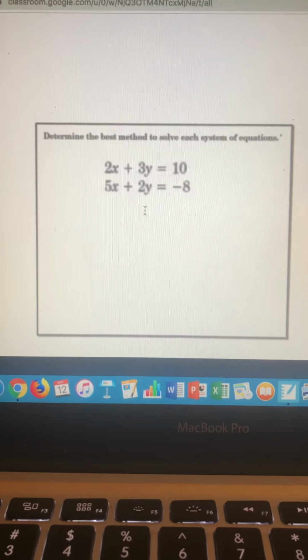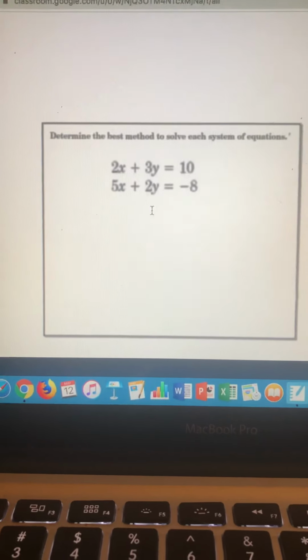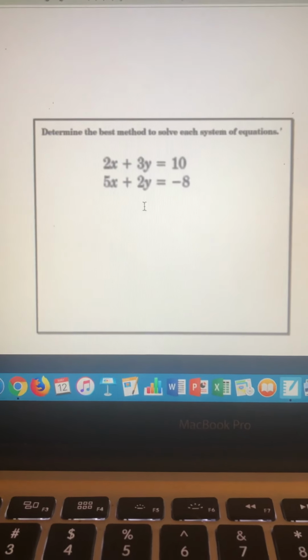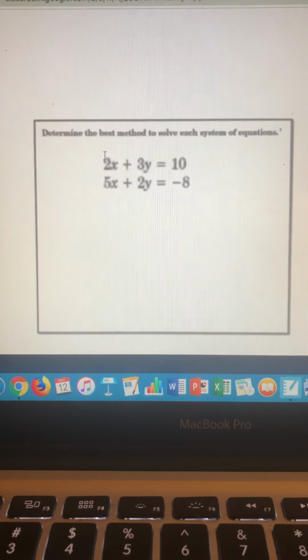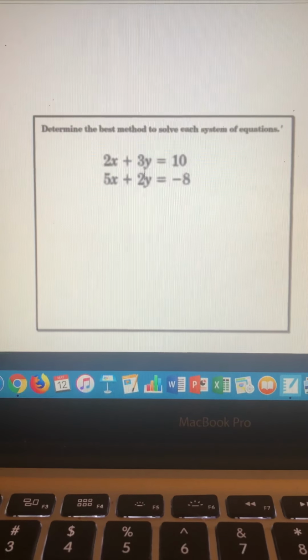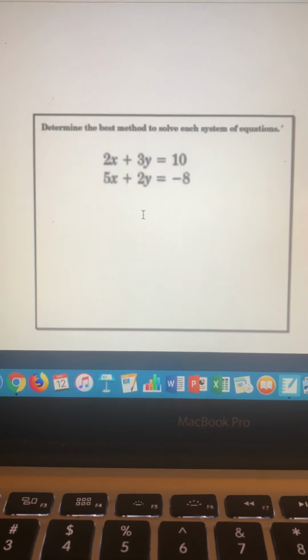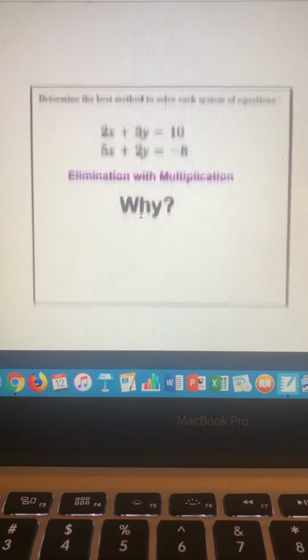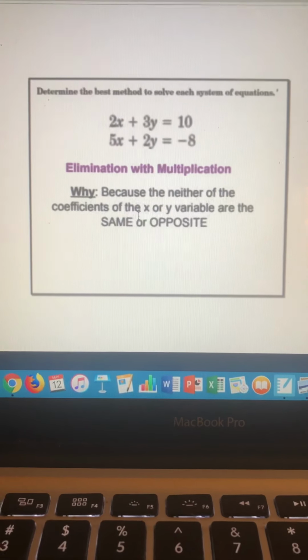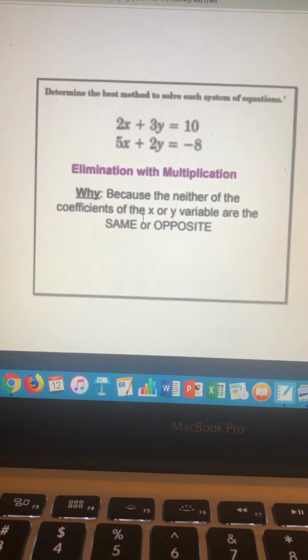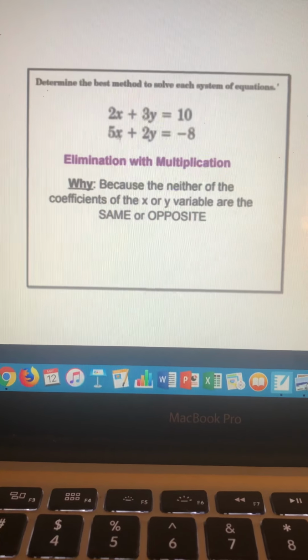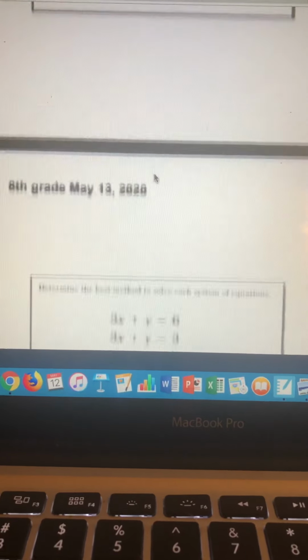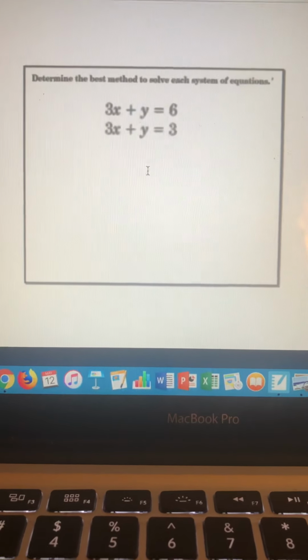Second one, which method of elimination would you use to solve this system? Looking at the system, you should see that the coefficients are not the same and they are also not opposites. So you would now need to use multiplication. Why? Because, exactly what I just said, neither of the coefficients of x or y are the same or opposite. So we would need to multiply to match them up. Okay? There's some more. Which one would we use here?